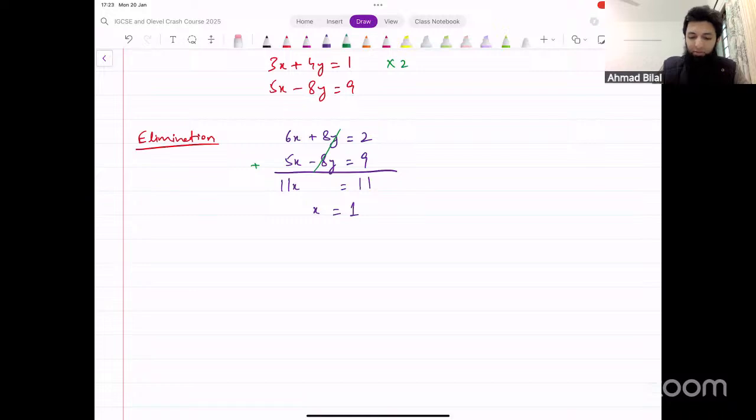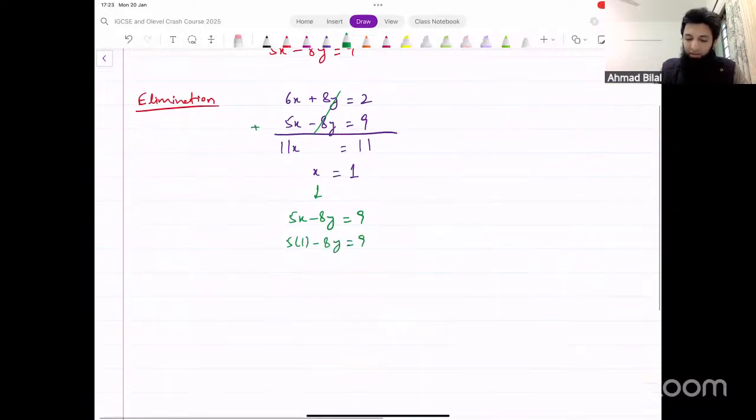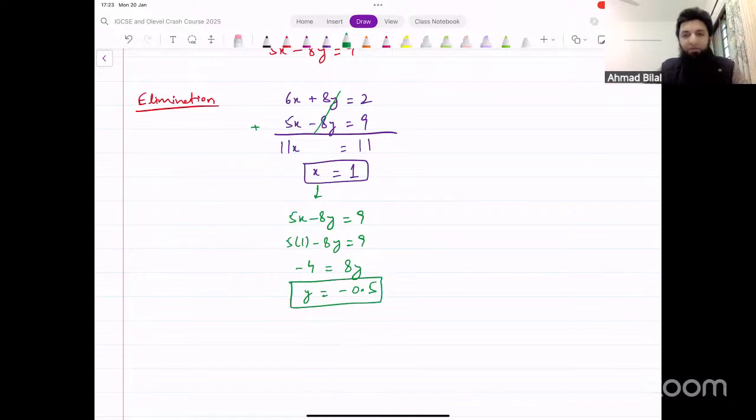For instance, I could put this value back in, let's say, 5x minus 8y equals 9. And that would give me 5 into 1 minus 8y equal to 9. And 8y equals 5 minus 9, which is minus 4. And y equals minus 4 over 8, which is minus 1 over 2. Or we can say minus 0.5. So the solutions of this set of equations are x equals 1 and y equals minus 0.5 using elimination. Okay, this is one way to solve these equations using elimination.